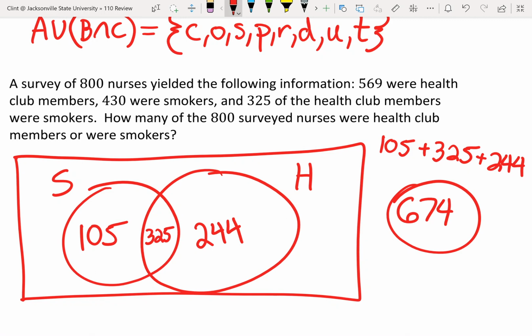Questions on that one? If you do the inclusion-exclusion principle, it's the same process, it's just without the picture. Because we would take 569 plus 430 minus the ones that were in both, 325, and you get the same number. Either way works.